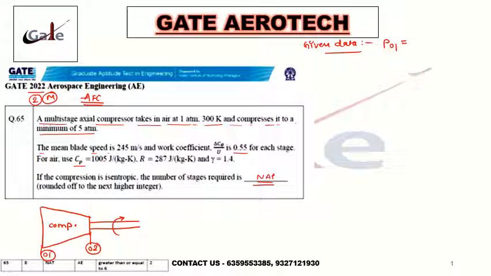So P01 is the entry of your compressor, at 1 atm, and the temperature entering is the stagnation temperature. We will discuss what this is; it is related to your work. It is 300 Kelvin, and the compressor compresses it to 5 atm. That means P02, which they have also given, is 5 atm.